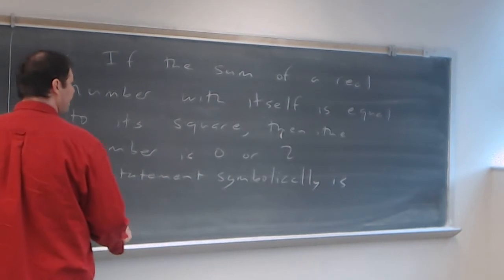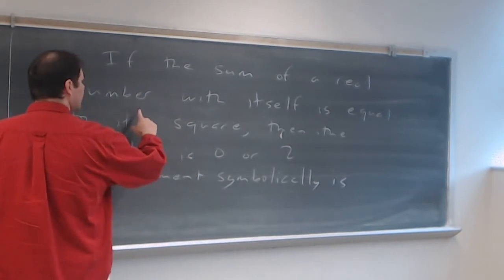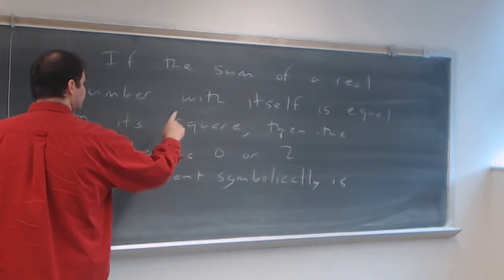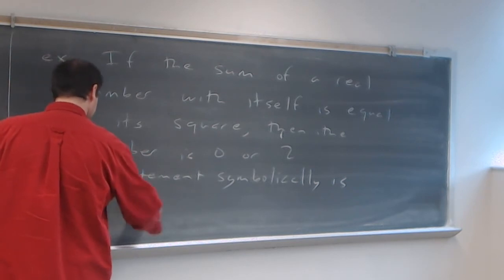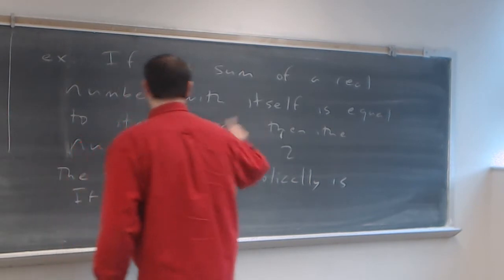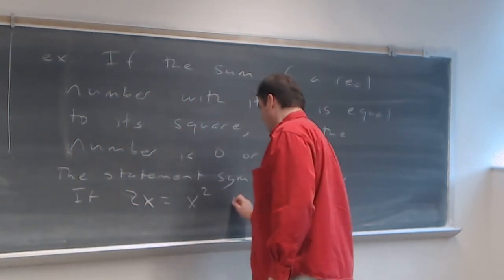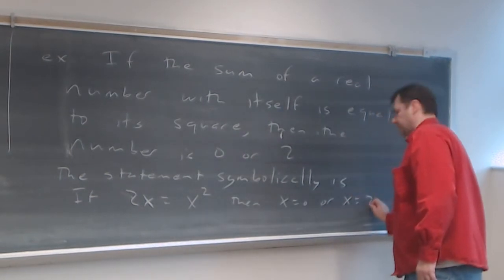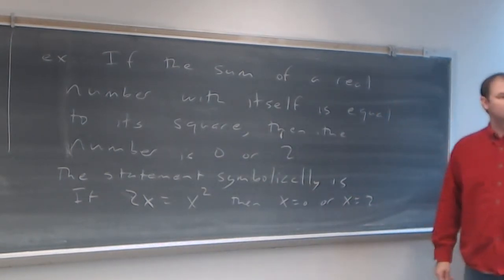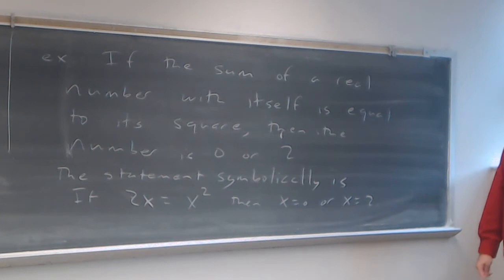In other words, the statement is if a number with itself, the sum of a number with itself, that's 2x, equals its square, x squared, then x equals 0 or x equals 2. That's what we're trying to prove. If x plus x, which is 2x, equals x squared, then x is 0 or x is 2.